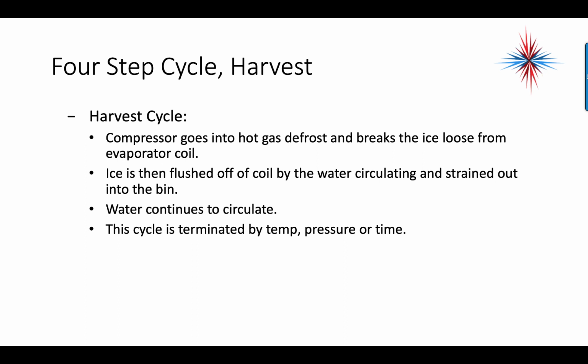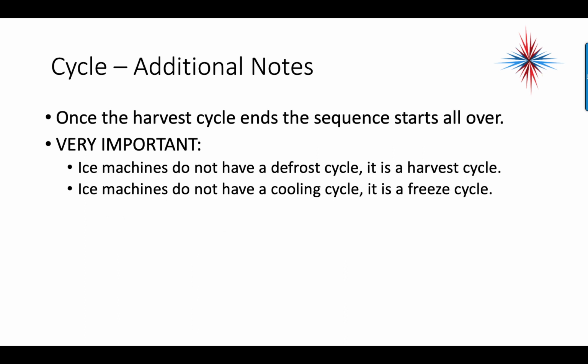The harvest cycle is the last part of the cycle. The harvest cycle is where the compressor goes into hot gas defrost and breaks the ice loose from the evaporator coil. Ice is then flushed off the coil by water that is circulating and is strained out into the bin. The water continues to circulate. The cycle is terminated by temperature, pressure, or time. Once the harvest cycle ends, the sequence starts all over.